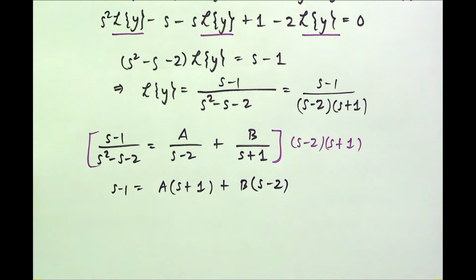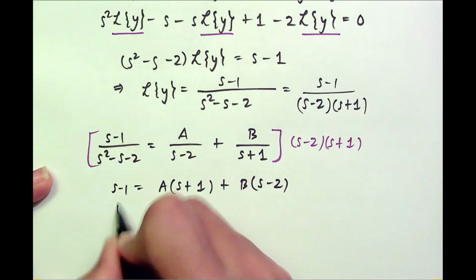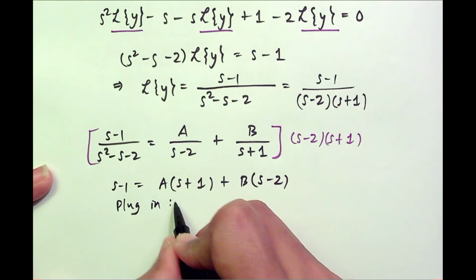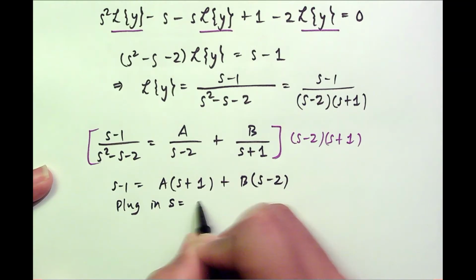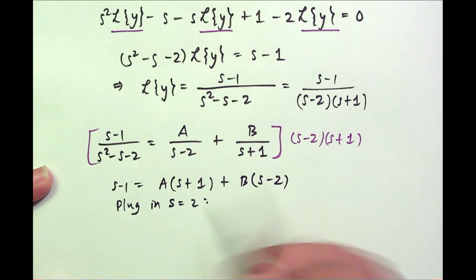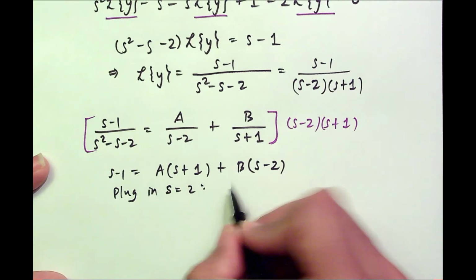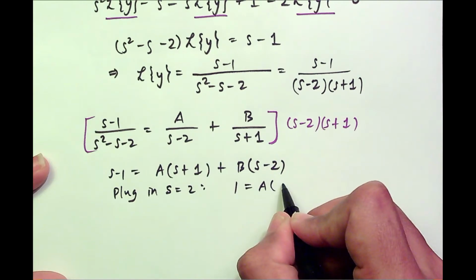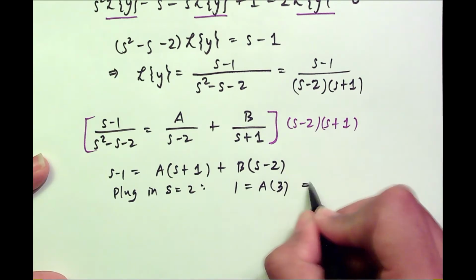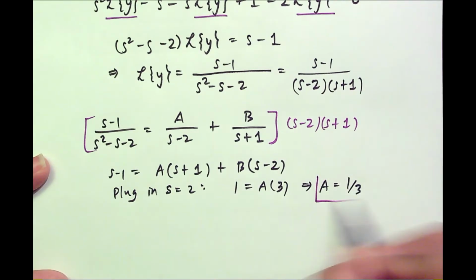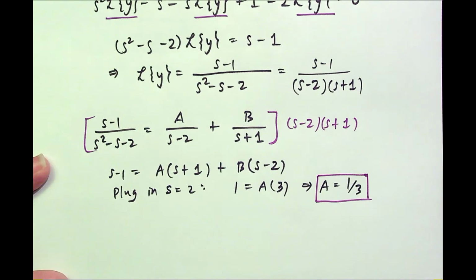And now you plug in numbers that will kill most of these. Let's plug in s equals 2, because that's going to kill the b and leave me only with the a. So plug in s equals 2. On the left, you're going to get 1. And on the right, you get a times 3. So that means a is actually a third. Okay, a is a third.